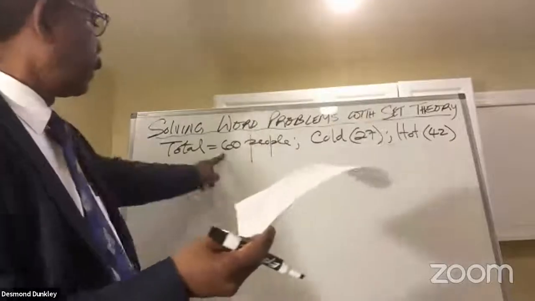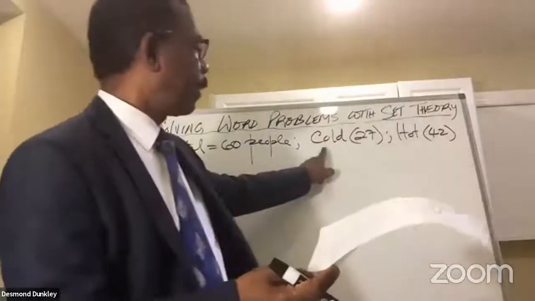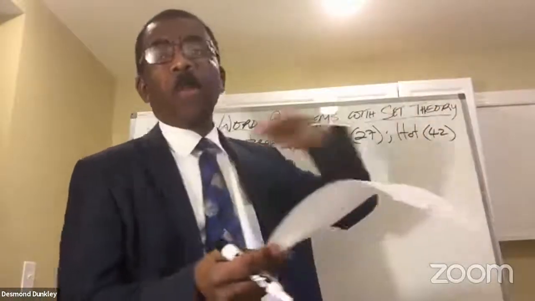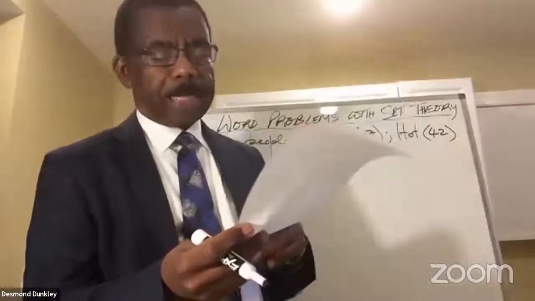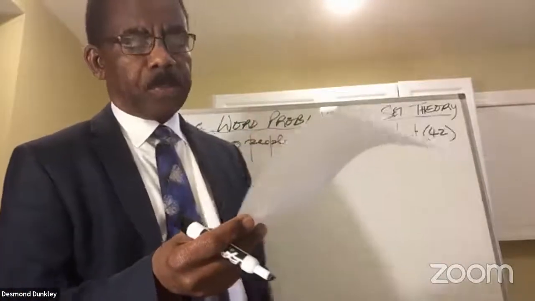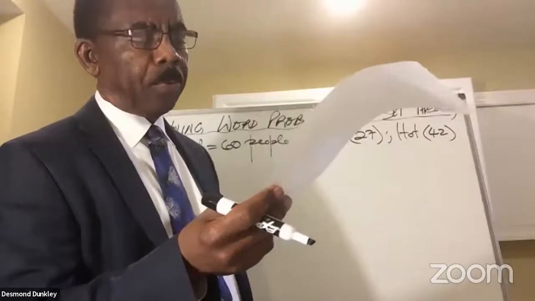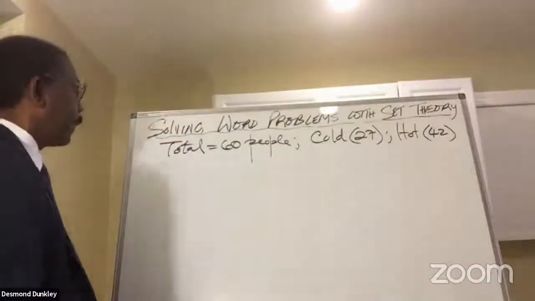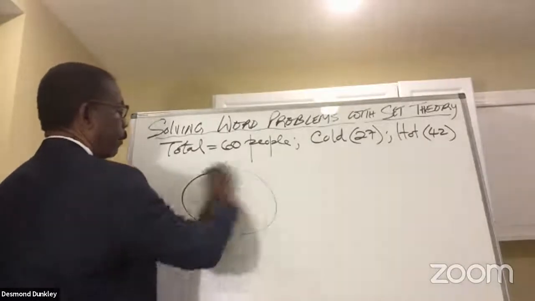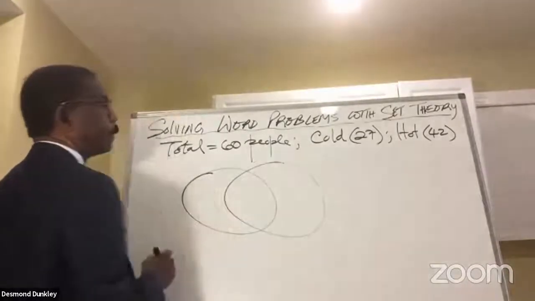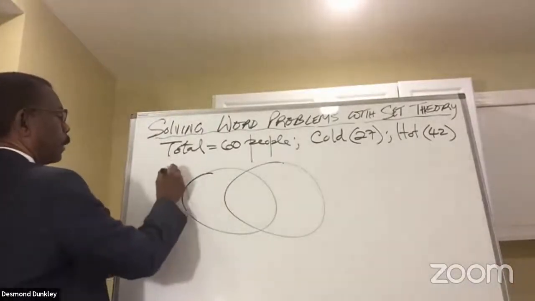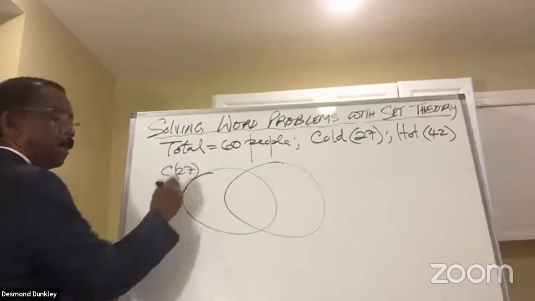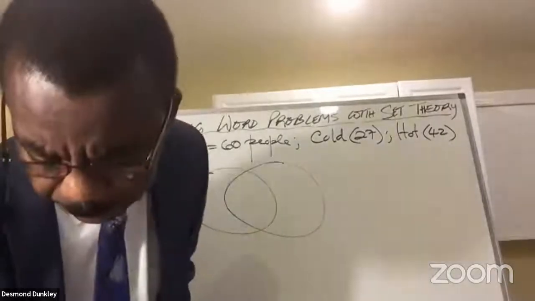So each person must be either here, here, or where the 2 overlap. Likes at least one of the 2 drinks. How many like both coffee and tea? So again, you go zoom, zoom. Cold is 27. How many like, is it coffee and tea? That's what it says?